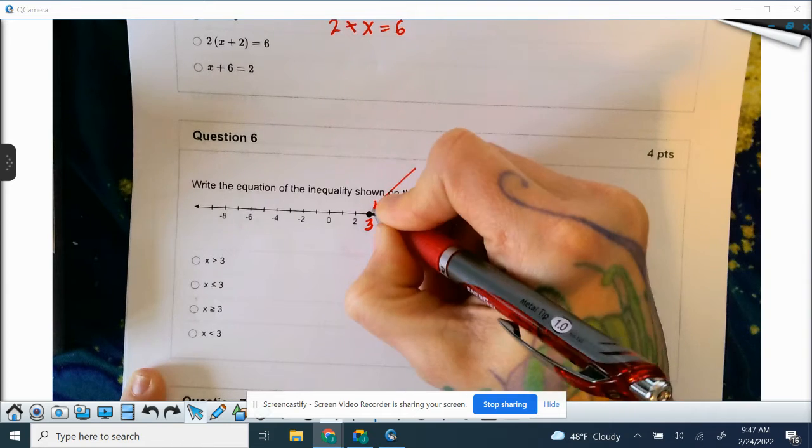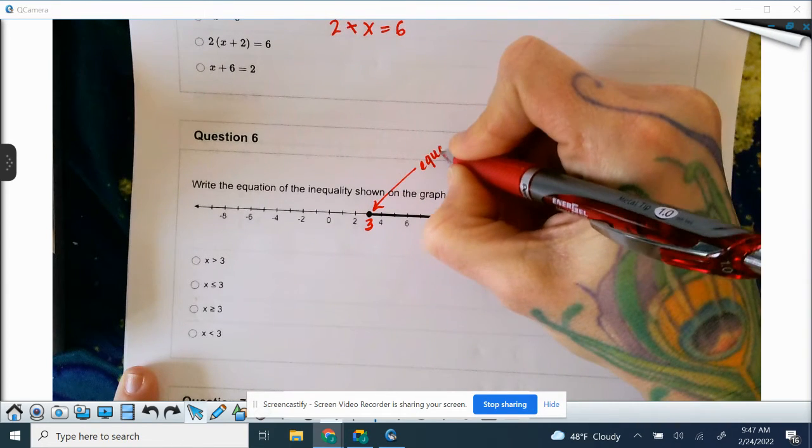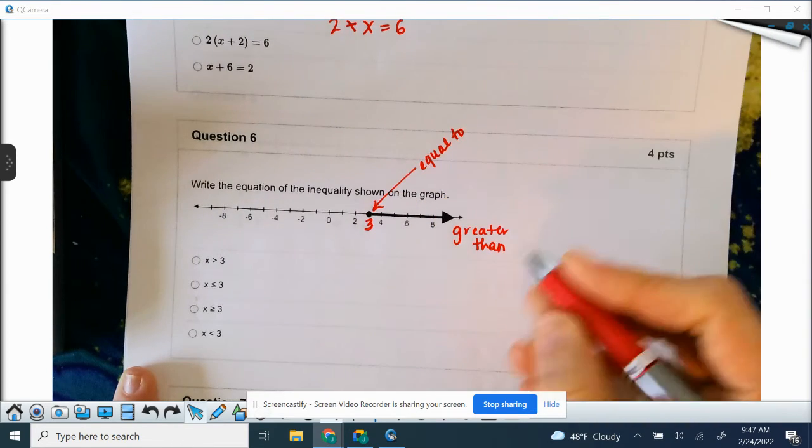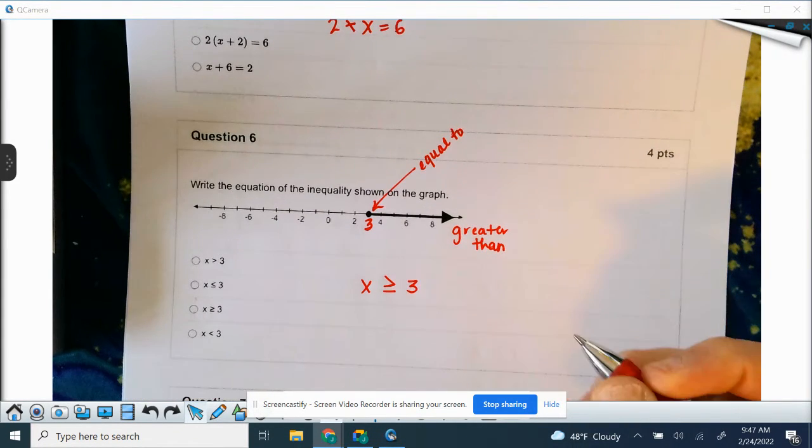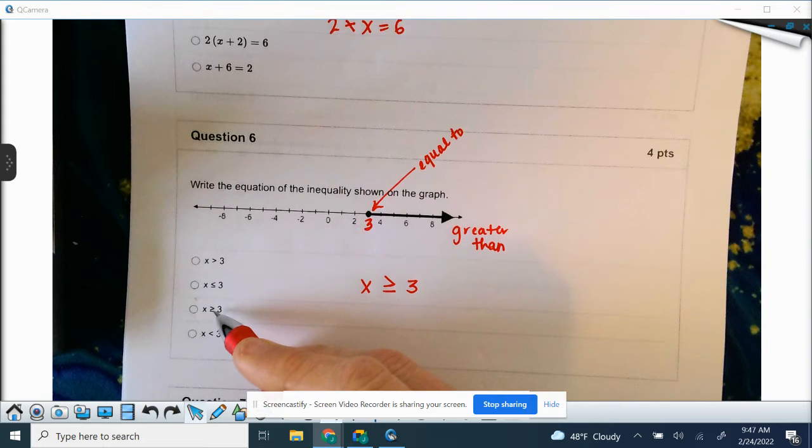Solid circle, so it's an equal to. So x is greater than or equal to 3. X is greater than or equal to 3. So your answer is this.